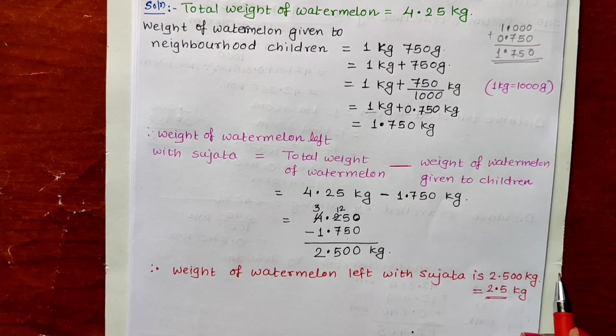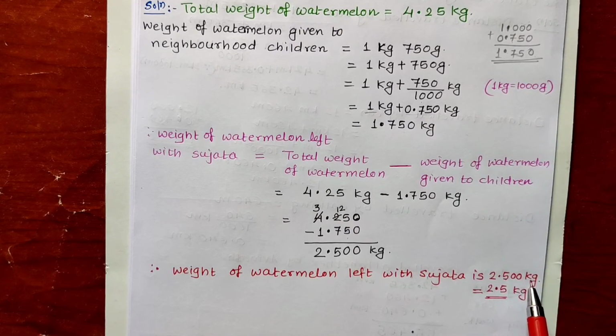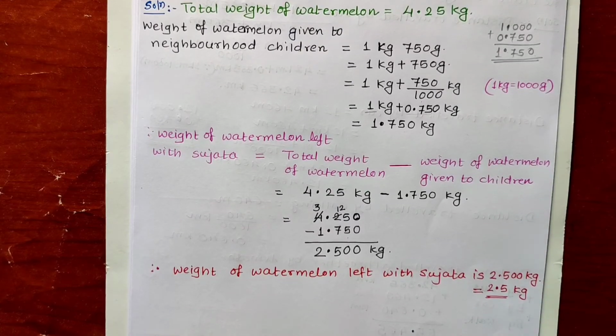After decimal point on the right hand side, if zeros are there, it doesn't have any value, because after decimal point one digit is there and after that zeros are there. So we don't write those zeros. So 2.500 kg means 2.5 kg. Okay, now let us solve the next sum.